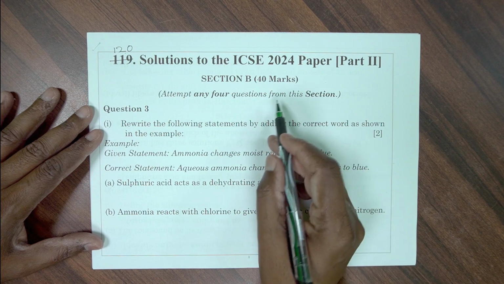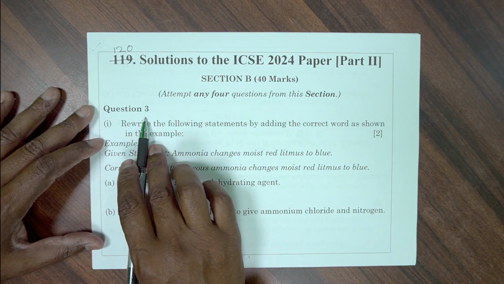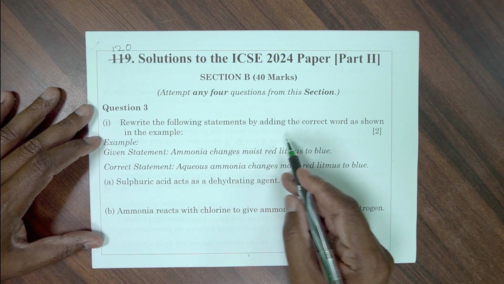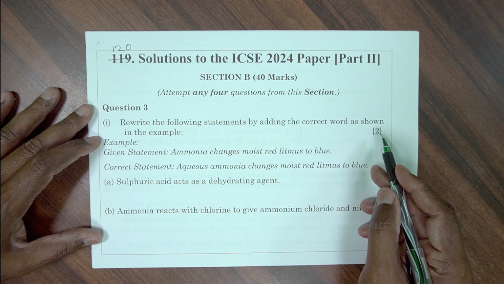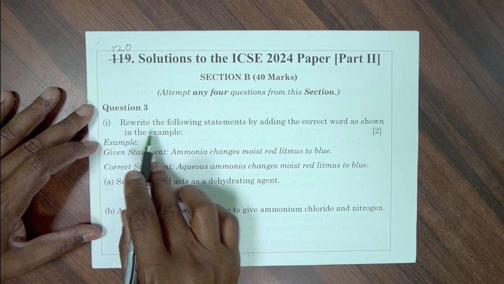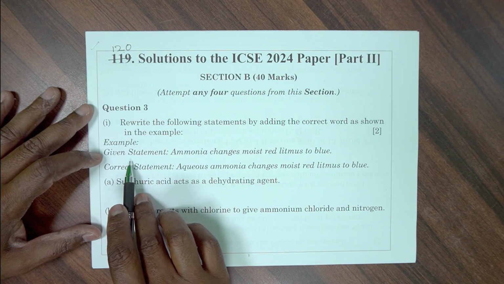So we are starting with section B, attempt any 4 questions. There are 6 questions here. Question 3, that's where we start. Rewrite the following statements by adding the correct word as shown in the example. So you have to write a full sentence here because the question says rewrite the following statements. Okay, an example is given.